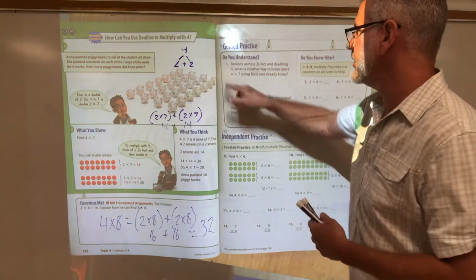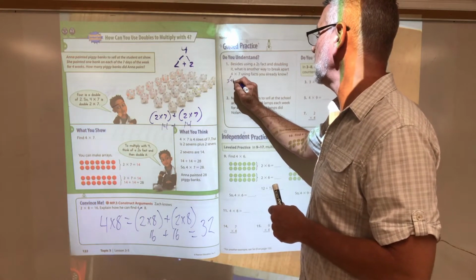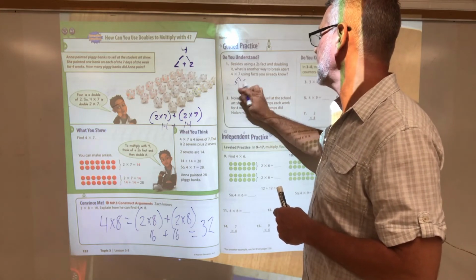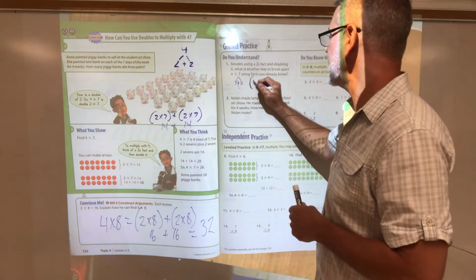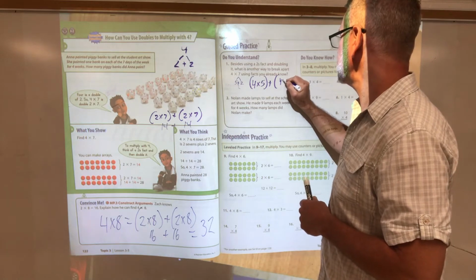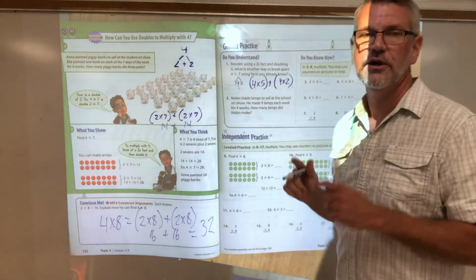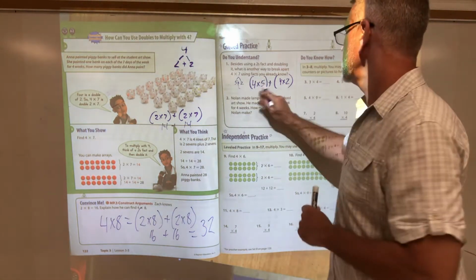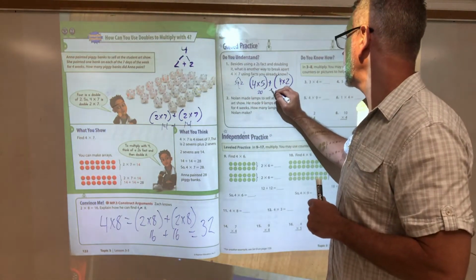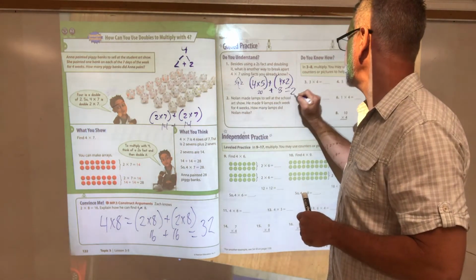Well, we could break apart the 4, and we could say that a 4 is the same as a 3 and a 1. Or we could break apart the 7, say that's the same as a 5 plus a 2. So we could say 4 times 5 plus 4 times 2. Notice I broke apart the 7 this time. You can break apart either factor, but you can't really break apart both. So now I could say, well, 4 times 5, 5, 10, 15, 20. And 4 times 2, 2, 4, 6, 8. So that's going to give me 28.